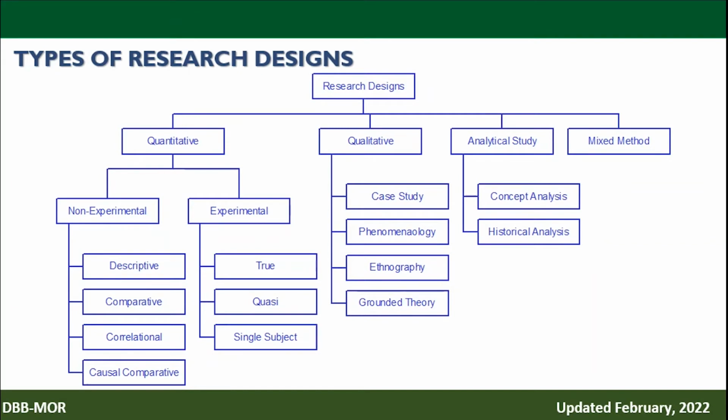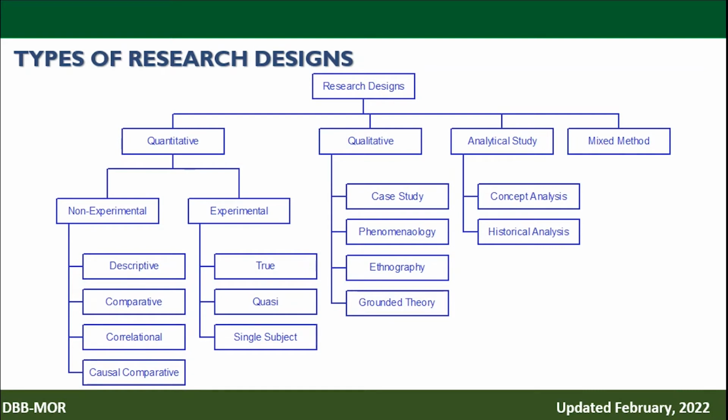And then under research designs, there are four: quantitative, qualitative, analytical study, and of course the mixed method. So there are also types of mixed method, but as you can see, hindi na yan kasya sa slide. But I have another presentation for mixed method. Now for quantitative, there are two types or two kinds of quantitative research. We have the non-experimental and experimental. If you cannot manipulate the variables, then you have to do non-experimental research. No? And there are four kinds also of non-experimental research.